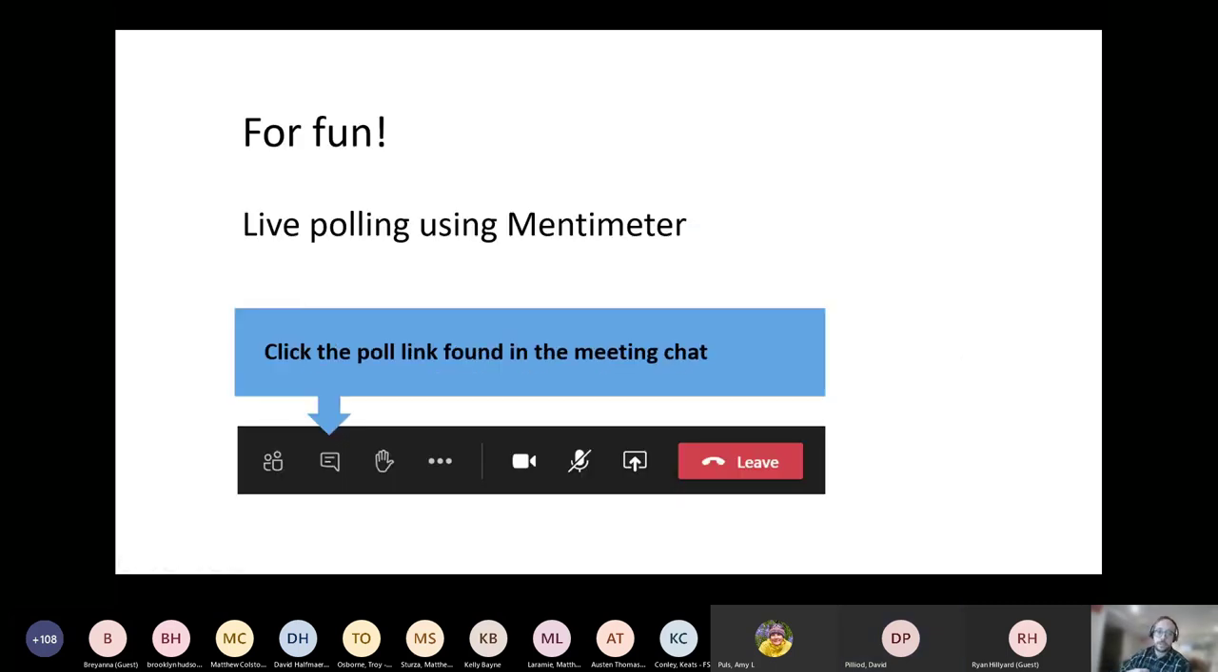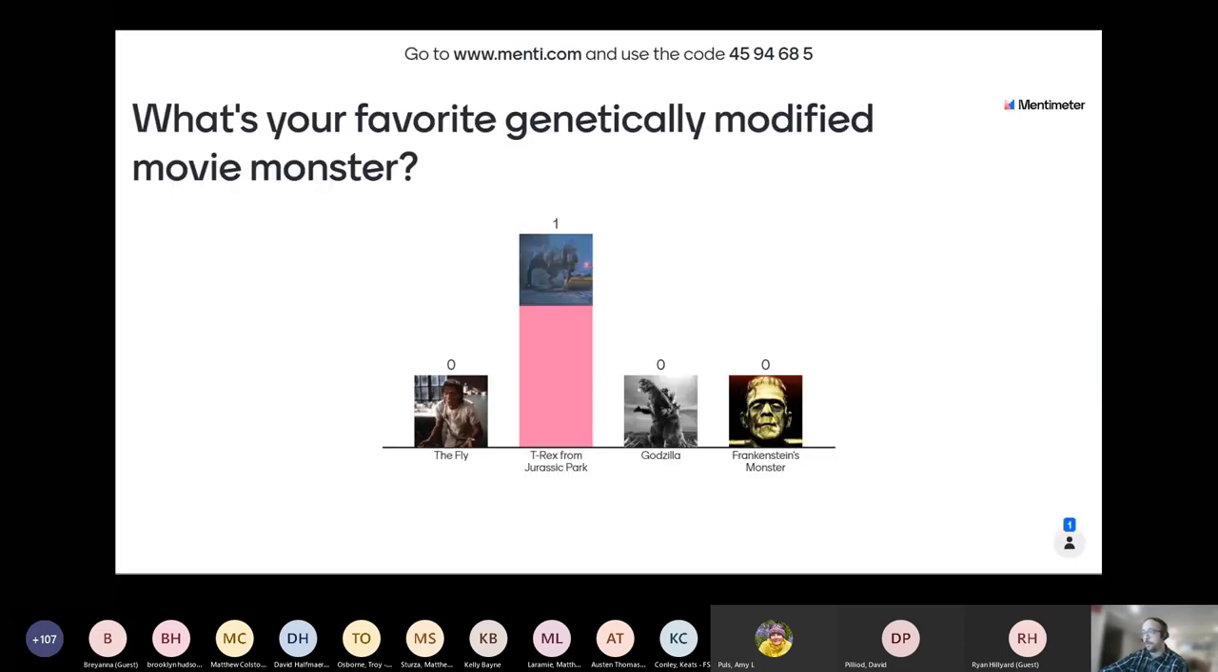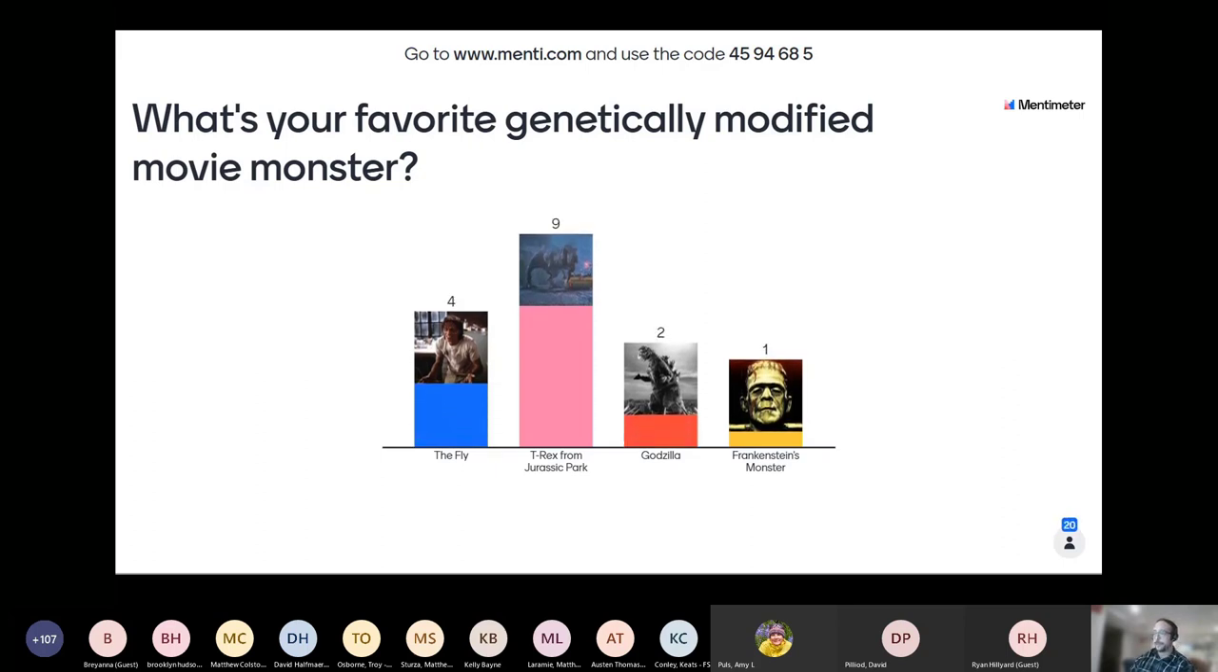For fun, let's start off with our first icebreaker question. This is, again, just going to be for fun. My coworker Amy is going to throw it into our chat, and it looks like it's there. So click on the link in the chat, and that should open up the icebreaker. And we will do a live poll and see what people are seeing. So it looks like a few of you are getting into it. Question: what's your favorite genetically modified movie monster? And we're getting some coming in. 29 so far. All right, this is good.